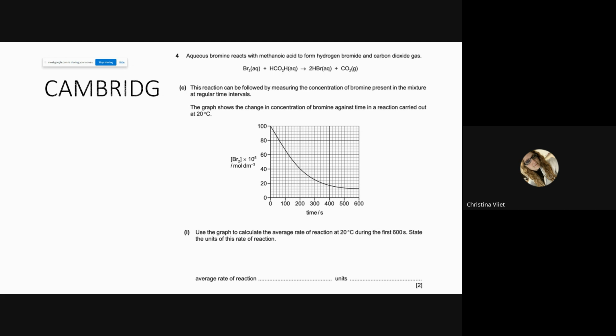Aqueous bromine reacts with methanoic acid to form hydrogen bromide and carbon dioxide gas. They tell you this reaction can be measured by measuring the concentration of bromine over time. Before we start, I want to tell you there was actually a mistake in this question. I'm going to correct it now. I forgot to tell my classes last year. There's a mistake in the printed graph. And I wonder if they gave everybody extra points because of that.